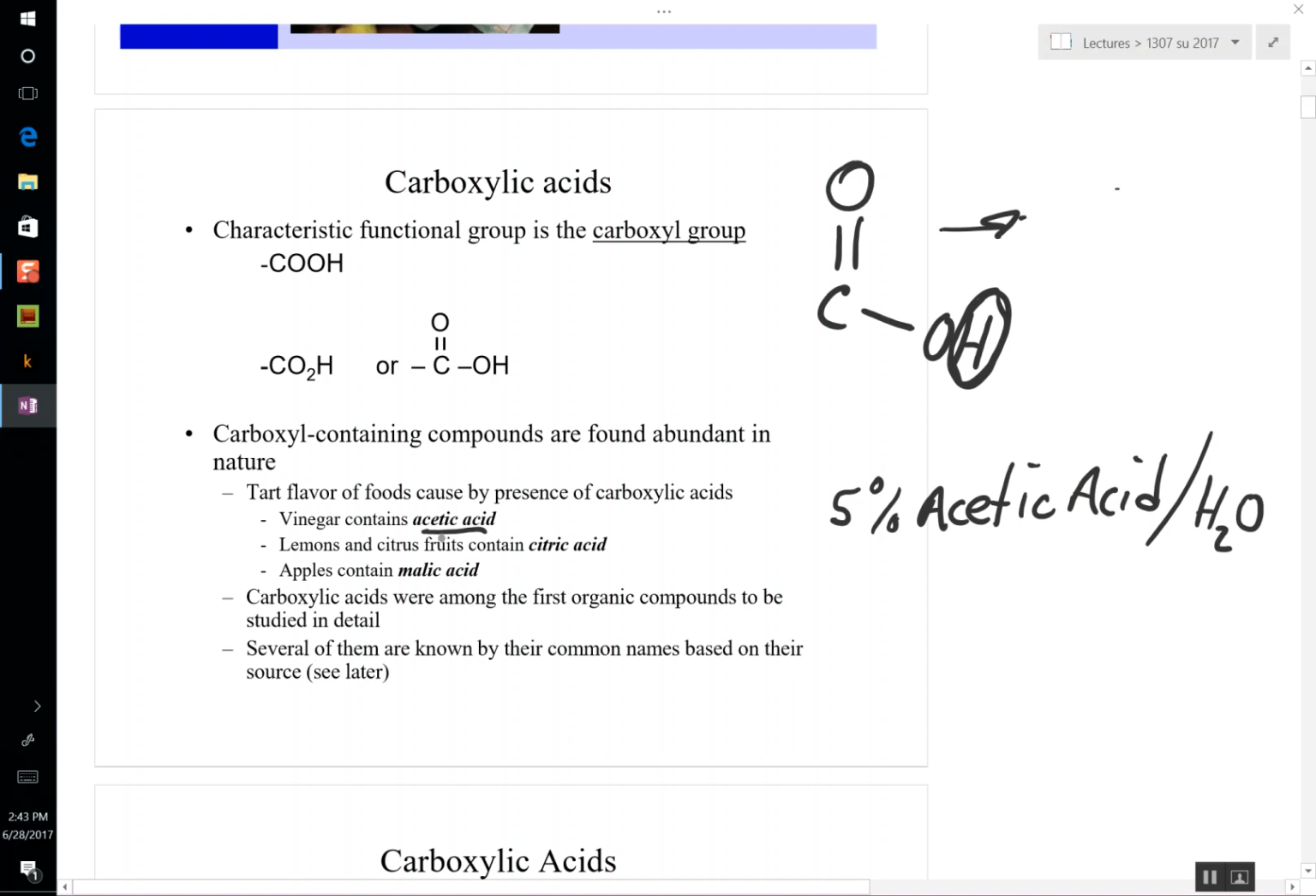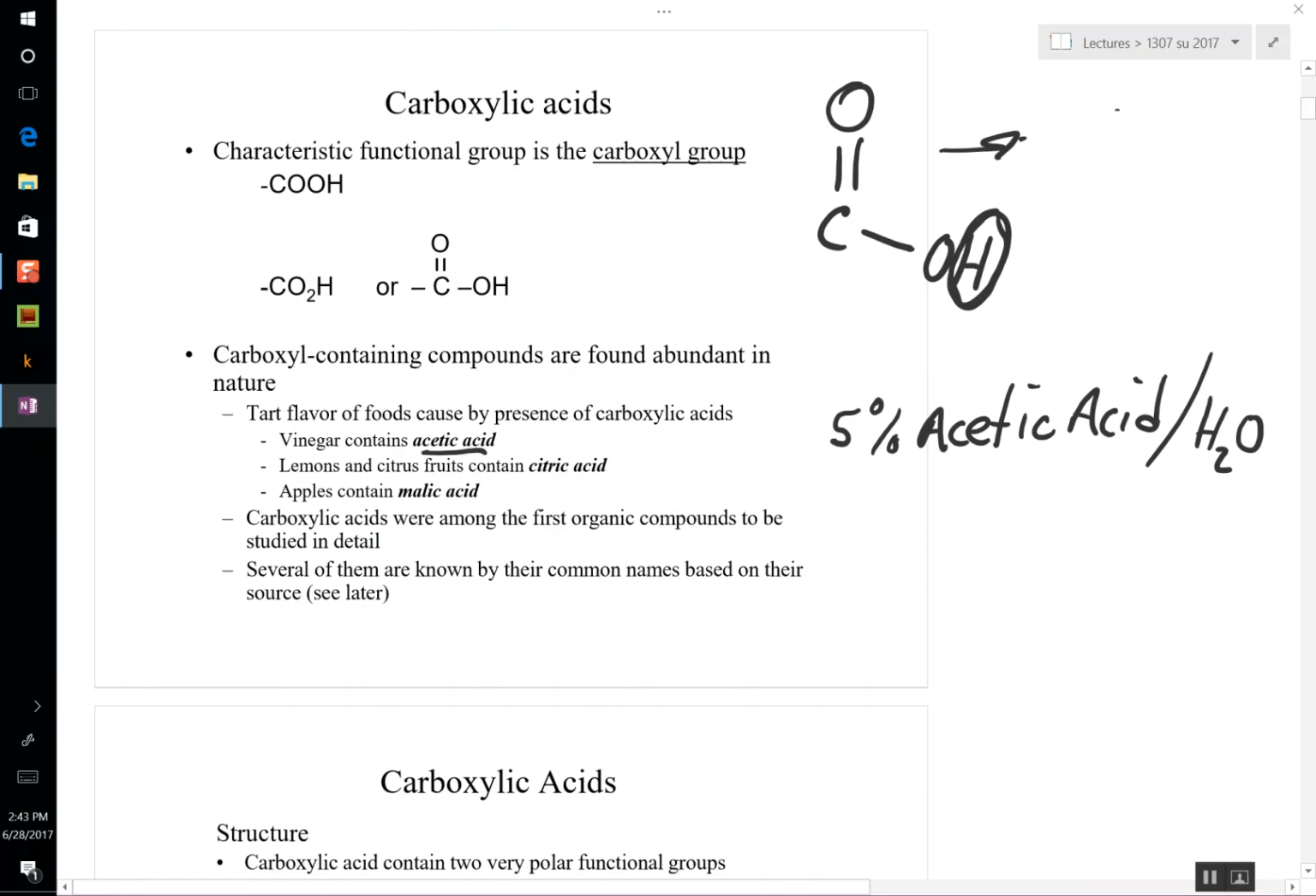Lemons and citrus fruits have citric acid. Apples, malic acid. So there's a whole family of carboxylic acids that are naturally occurring, and then a whole ton more that are man-made carboxylic acids. Yeah, so acetic acid or vinegar has been known for a long time. So here's an organic molecule that people have been aware of for centuries. So these are very common, well-known molecules.